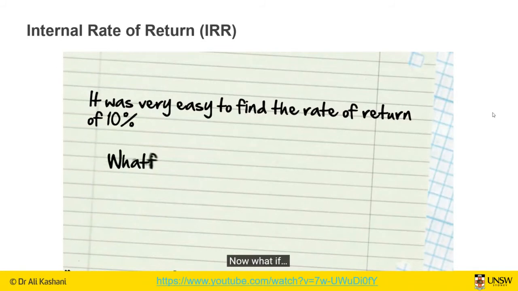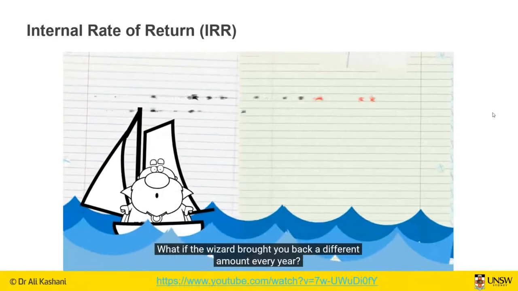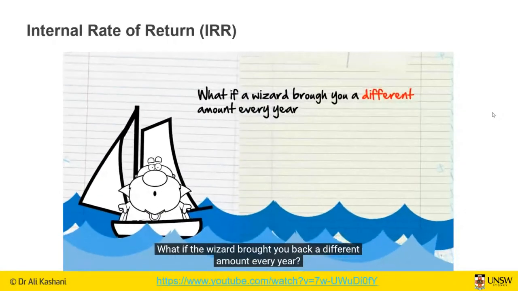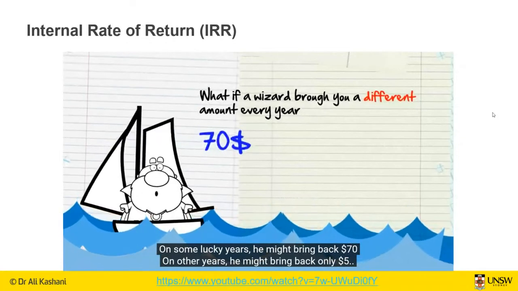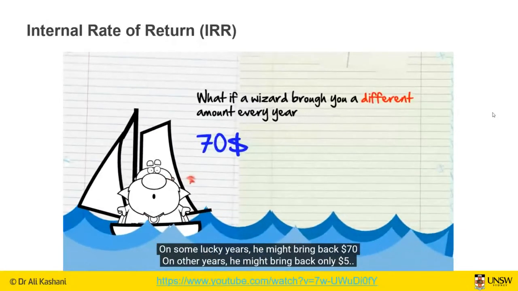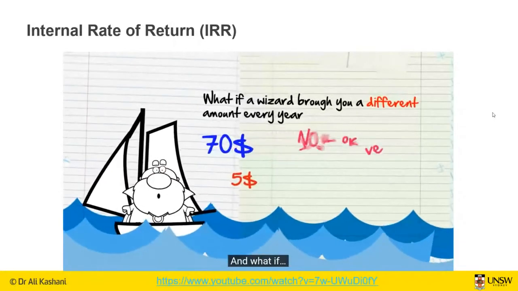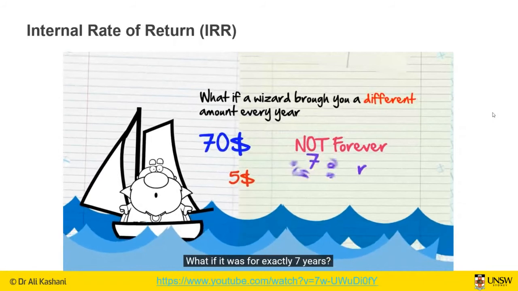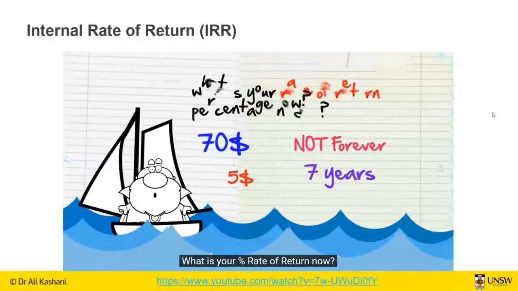Now what if it wasn't that simple? What if the wizard brought you back a different amount every year? On some lucky years, he might bring back $70. On other years, he might bring back only $5. And what if it was not forever? What if it was for exactly 7 years? What is your rate of return percentage now?